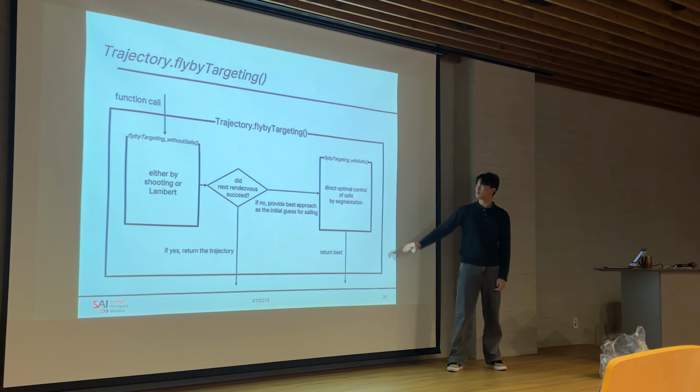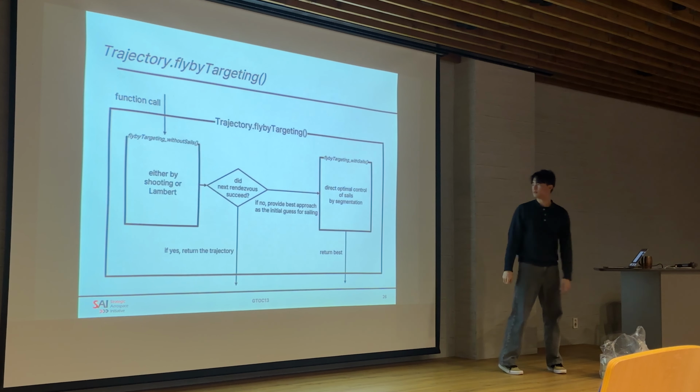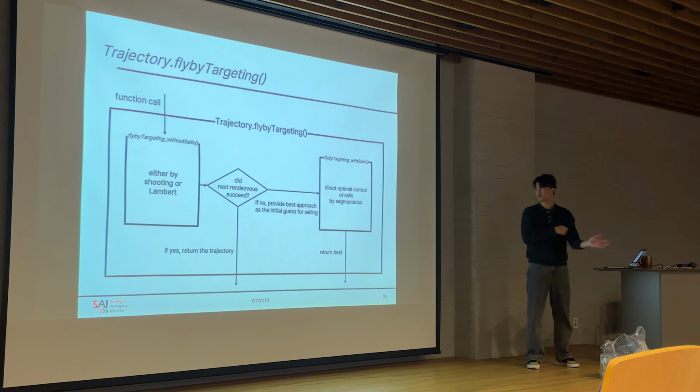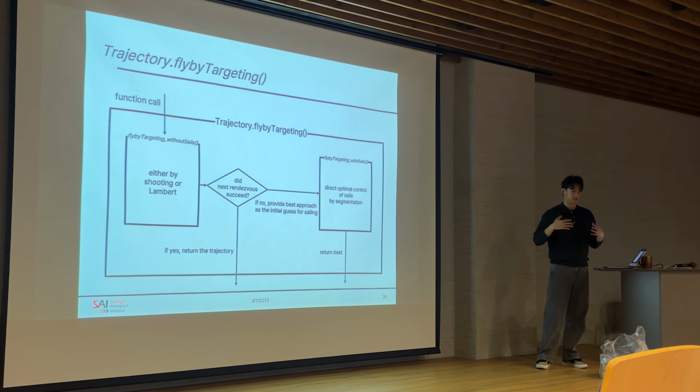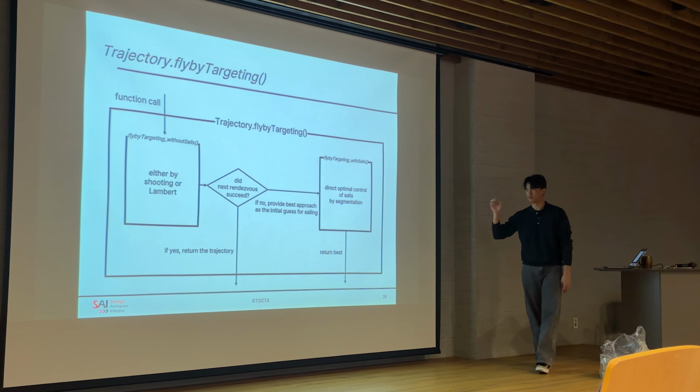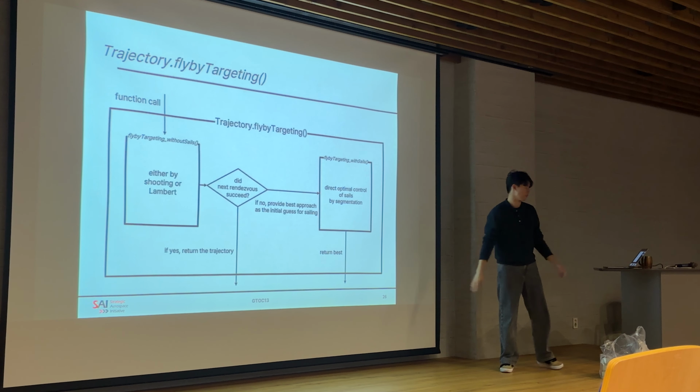And in the sailing part of the problem, we want to solve a direct optimal control of sails by doing a segmentation of the trajectories. There's still no guarantee that we can target the next target by doing so, but anyways, we should return the best one here.